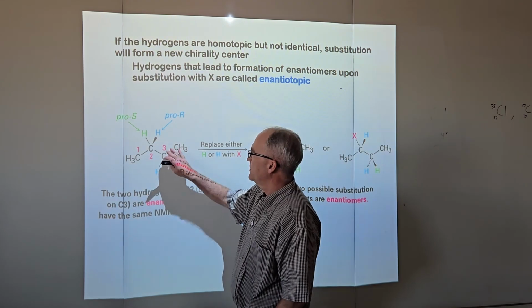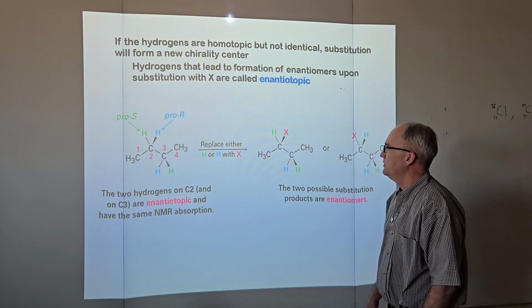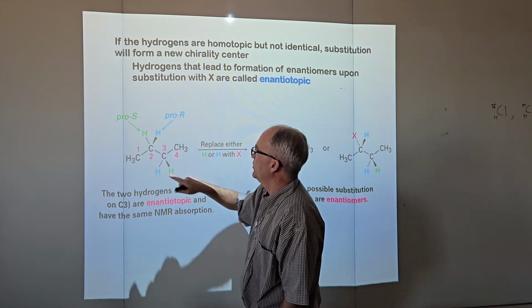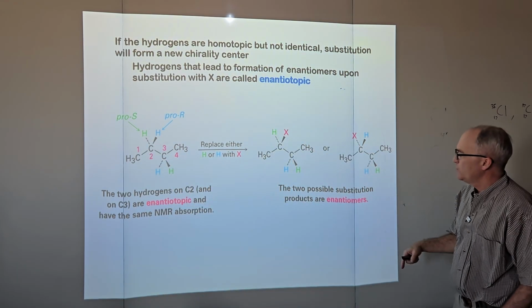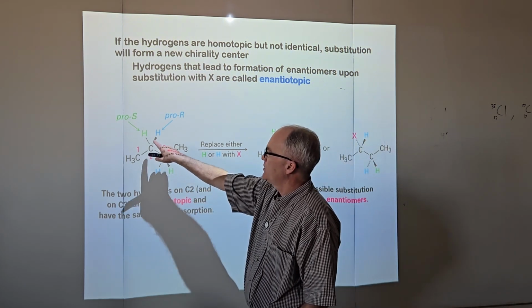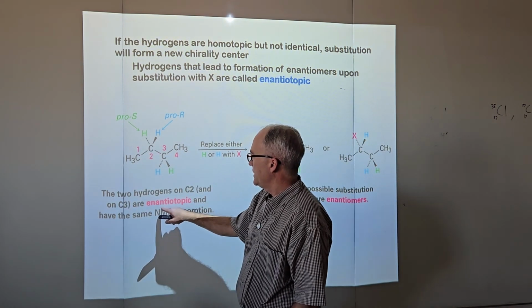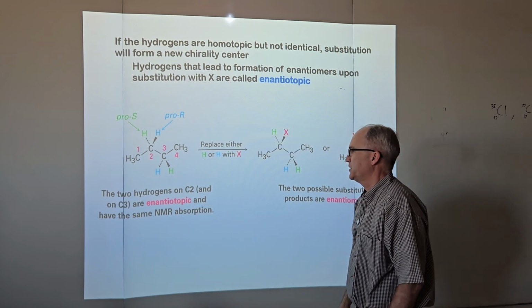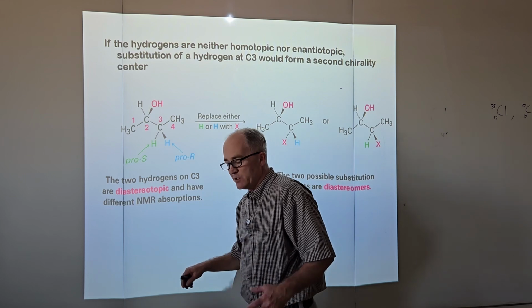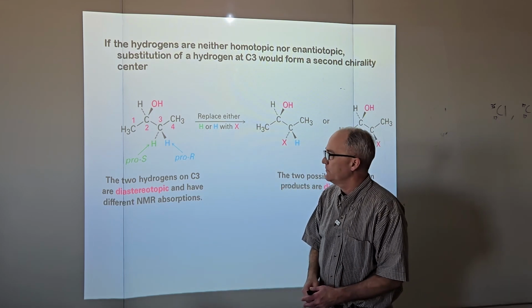enantiotopic. All right, so we've got the butane up here again, and if I replace either the green or the blue, I get 2 enantiomers. So what that means is we say these protons are enantiotopic, and they have the same NMR absorption. Now we've just destroyed the symmetry of this molecule.